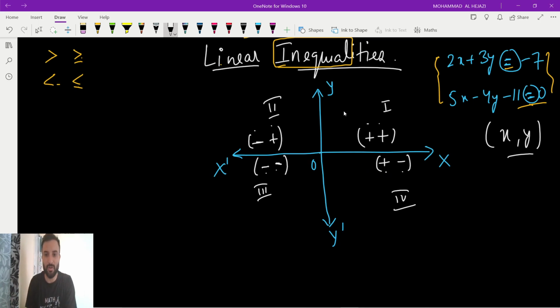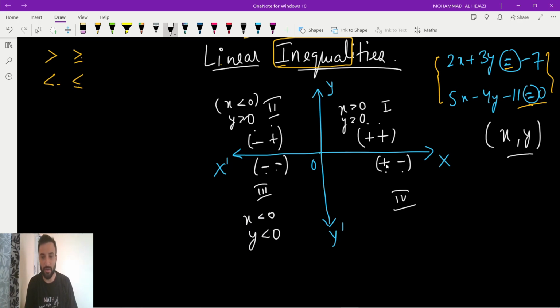So what will happen in the first quadrant, guys? See, x is positive. Positive means greater than 0. Y is also positive, means greater than 0. Second quadrant, x is negative. Negative means x is lesser than 0. Positive means y is greater than 0. Third quadrant, both are negative, means x is lesser than 0, y is lesser than 0. Fourth quadrant, x is positive means x is greater than 0. Y is negative, so y is lesser than 0.